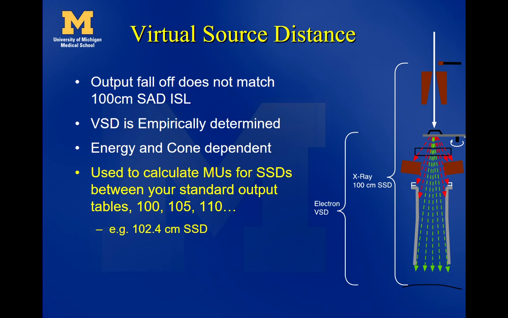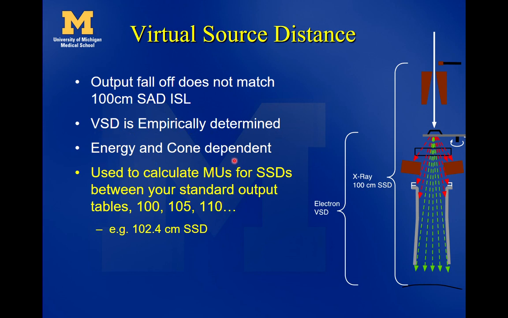Another aspect of electron beams is something called the virtual source distance. The output or fall off does not exactly match the inverse square law from the 100 centimeter source to axis distance. If you remember this diagram of the electron beam, the target's pulled out of the way. The electron beam passes through the primary collimator, hits the scattering foil, and scatters from this position, so it's not scattering from the X-ray focal spot or the 100 centimeter source to axis distance or source to surface distance of the machine. So we have this concept called virtual source distance, which is empirically determined.